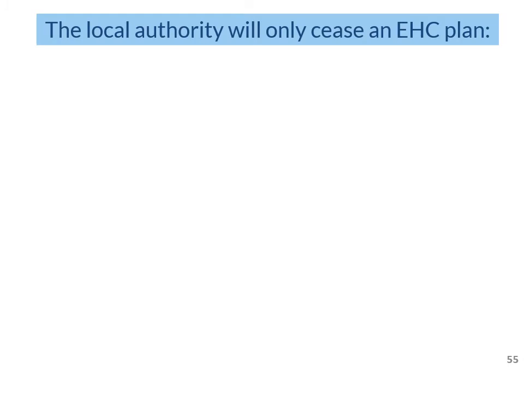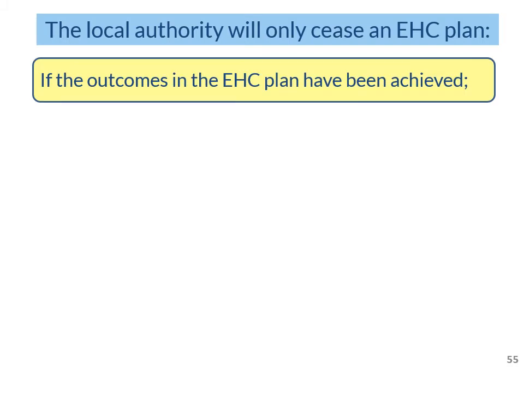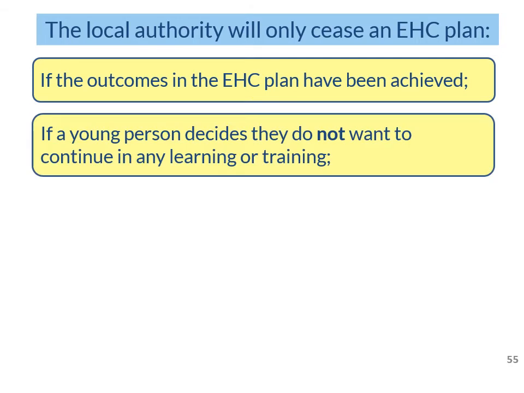The local authority will only cease an EHC plan if the outcomes in the EHC plan have all been achieved. In other words, the plan has done exactly what it's meant to do and has helped your child to make progress in all the areas they were struggling in, and now they are able to work alongside their peers without the need for the kind of extra support which was outlined in the plan. Or it will cease if a young person decides they do not want to continue in any learning or training.